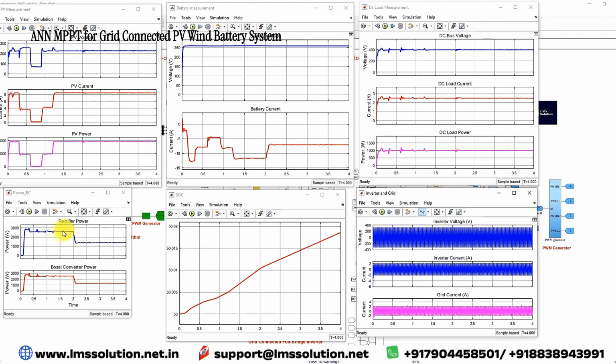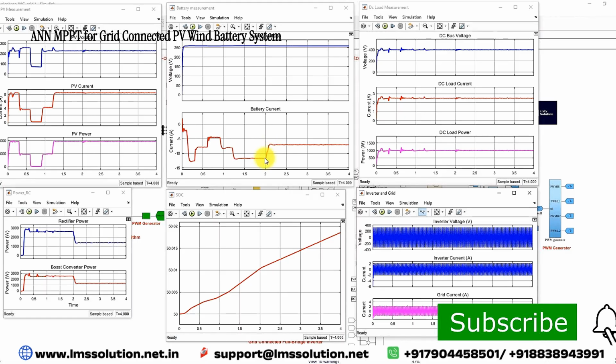Here you can see that for 12 meters per second, the power is maintained at almost 2700 watts. For 10.8 meters per second, the power is maintained around 1500 watts. Because of these changes, you can see the variation of the battery. Here you can see the battery current variations. Initially, there is a variation due to the PV power variation because of the change in irradiation. After 2 seconds, you can see a decreasing charging current of the battery.